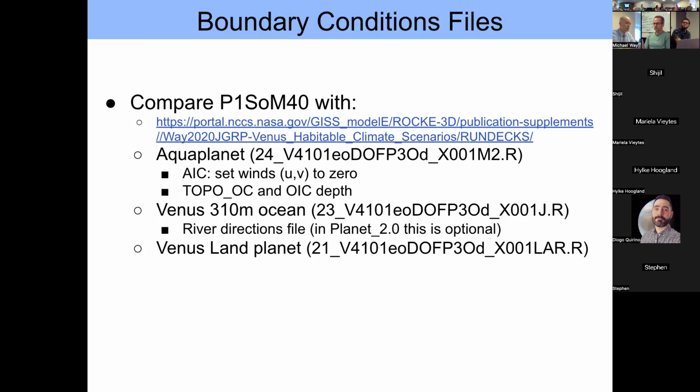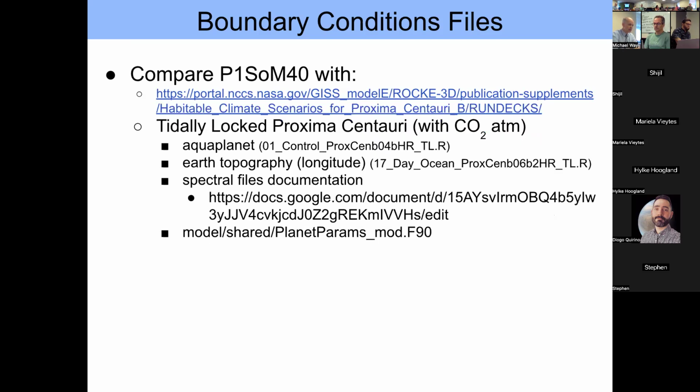And you can see where the river directions file is defined. But as we said yesterday, in Planet 2.0, this river directions file is not required any longer, although you can use it if you want. And then there's an example of a Venus land planet. And then there's one other here that I thought would be very useful to people. That's again on the repository.